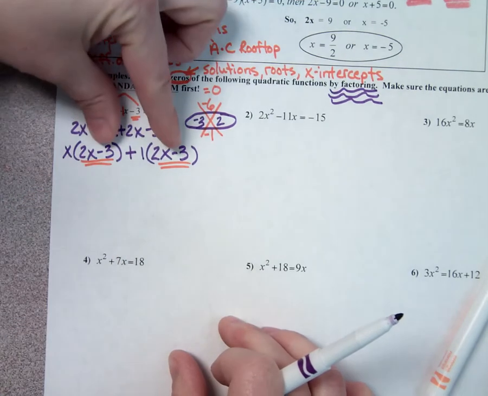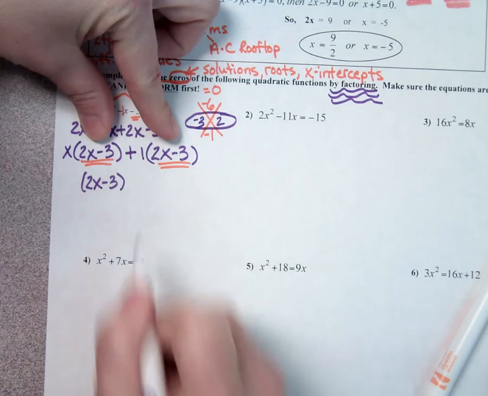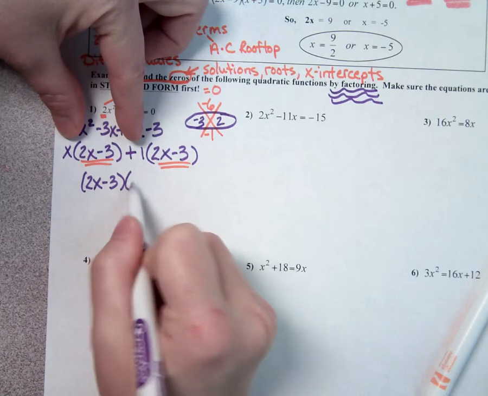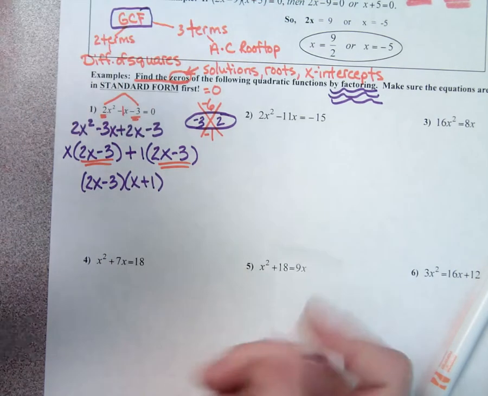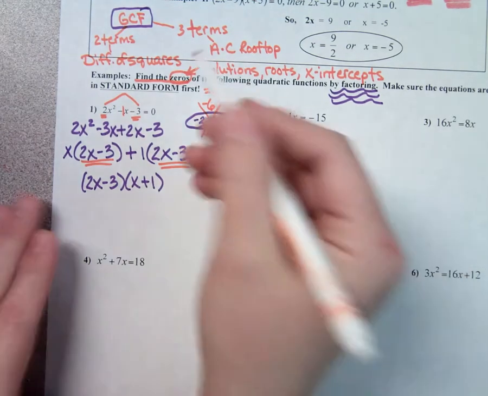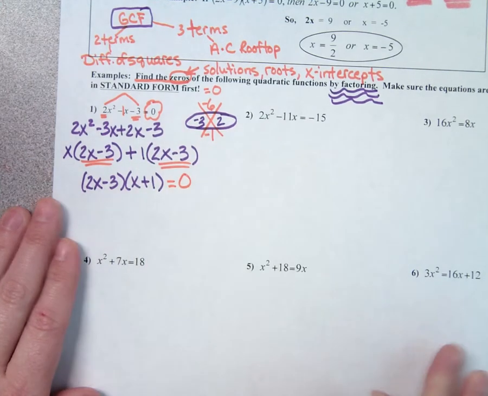Okay, now whatever is in both sets of parentheses, I write that down once. Whatever is left over, which is x plus 1, I write that down in the other set of parentheses. And now I'm done factoring. So now we're going to add the new part to this lesson, the equals 0. So I'm going to bring down the equals 0.